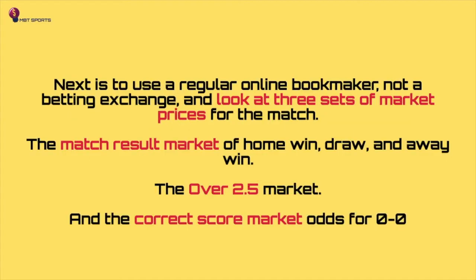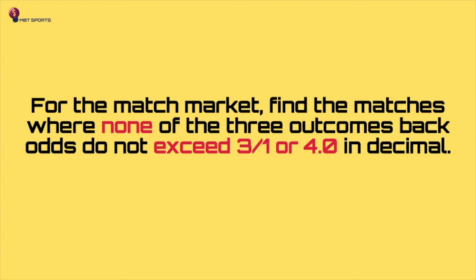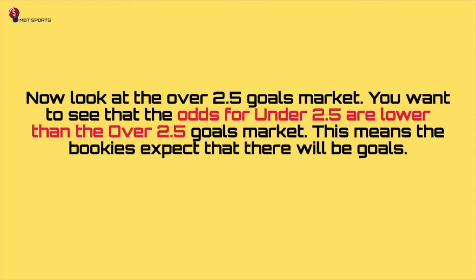Next is to use a regular online bookmaker, not a betting exchange, and look at three sets of market prices for the match. The match result market of home win, draw, and away win. The over 2.5 market. And the correct score market odds for 0-0. For the match market, find the matches where none of the three outcomes back odds exceed 3/1 or 4.0 in decimal. Now look at the over 2.5 goals market.